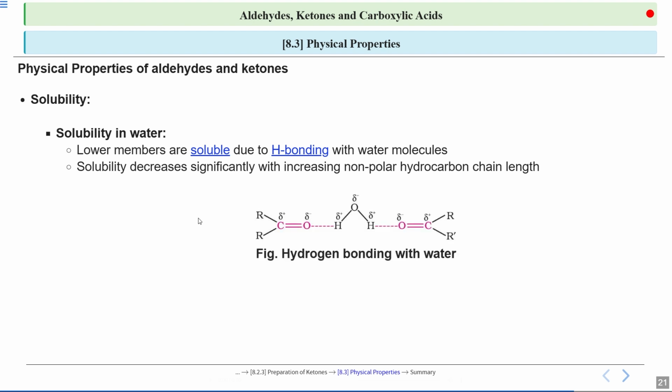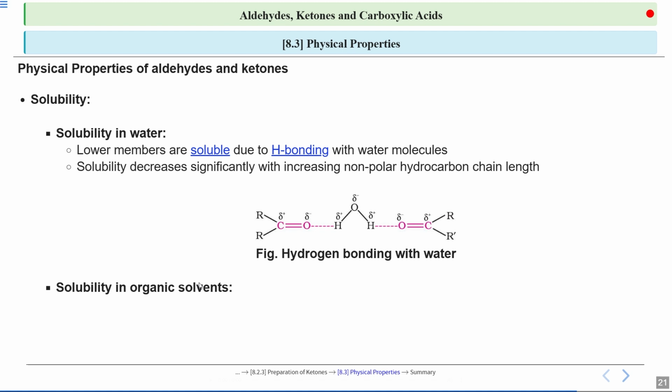If you look at this particular diagram, here you have a ketone, and you can see it can form hydrogen bonding with water. Oxygen, being more electronegative, has a negative charge, and hydrogen has a positive charge. So lower members are soluble because of this hydrogen bonding with water molecules.